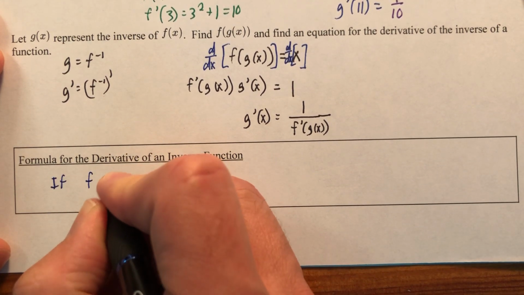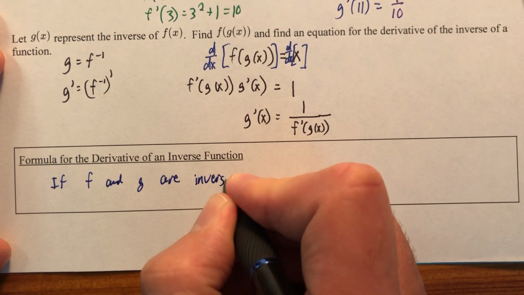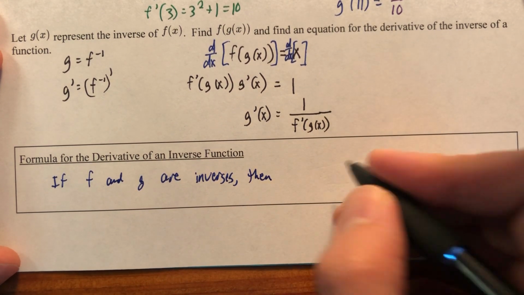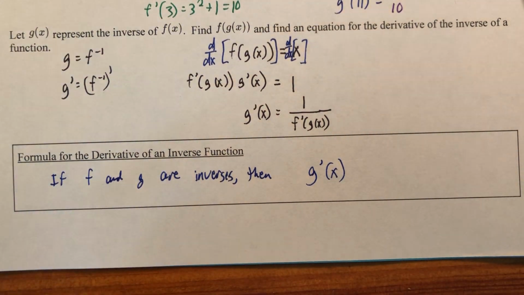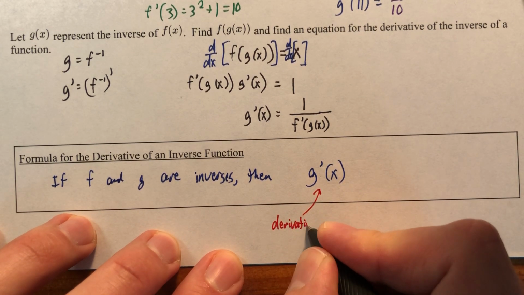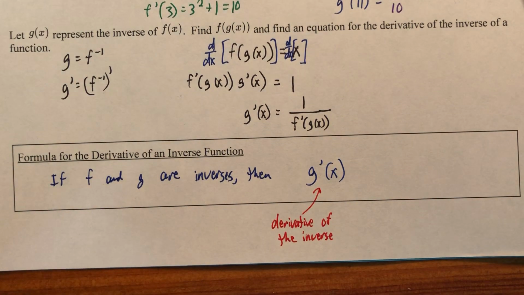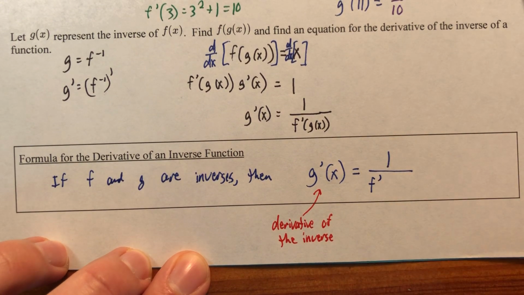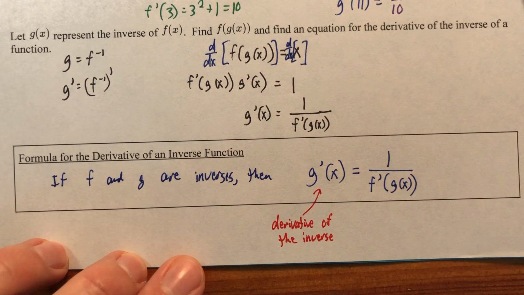If F and G are inverses, then the derivative of the inverse, I think that's worth writing a little bit differently. Derivative of the inverse is equal to 1 over the derivative of the original function of the inverse function. We're going to use that formula.